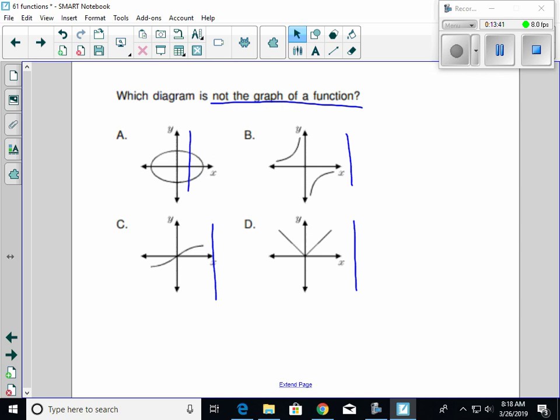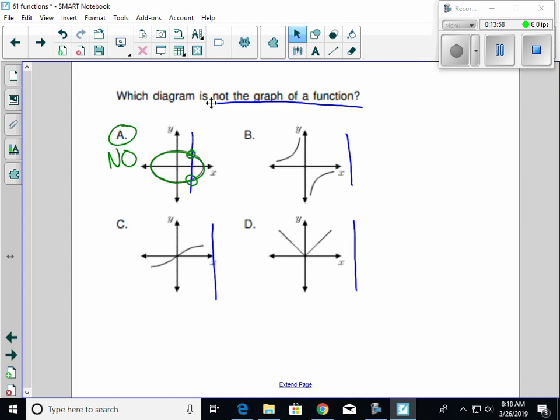Okay, so this first one, can I find a spot where it hits the graph more than once? Yeah, I can find a bunch of spots. Okay, so again, my graph is the oval here. Can I find a spot where it hits it more than once? Sure. So that one is going to be your answer. That one's not the function.